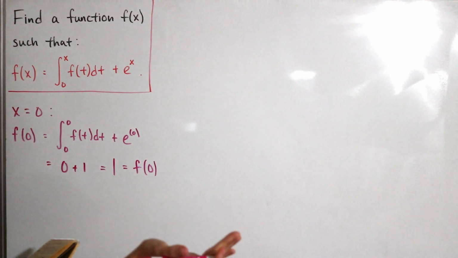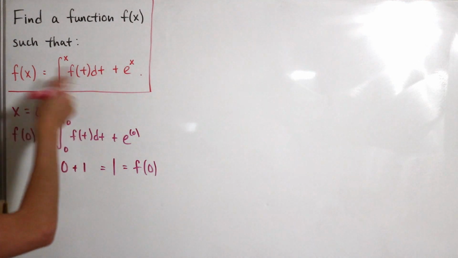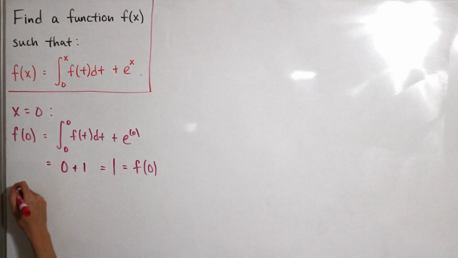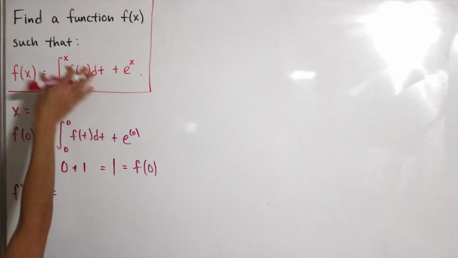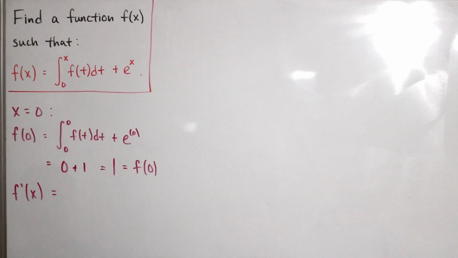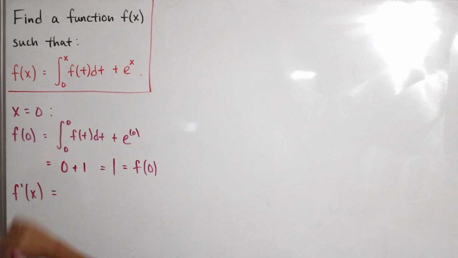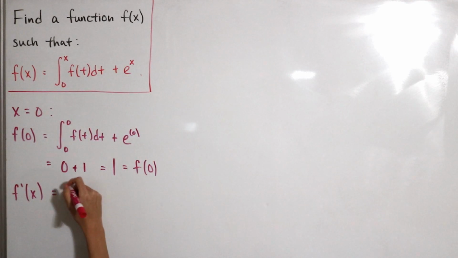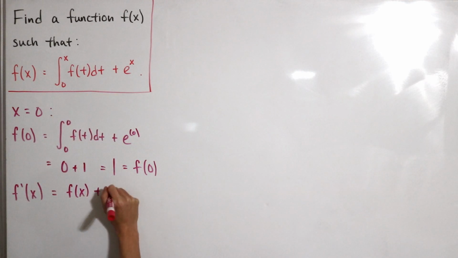So we have formed ourselves a little initial condition to help continue things further from here. Next, what we can do now is take the derivative of both sides of the equation. So in this case, we get f prime of x, and when we take the derivative of our integral, that's basically just using the fundamental theorem of calculus. The integral sign cancels out, but you plug x back in, and also take the derivative of x, which is just 1, so you'll just get back f of x. And then the derivative of e to the x is just e to the x.